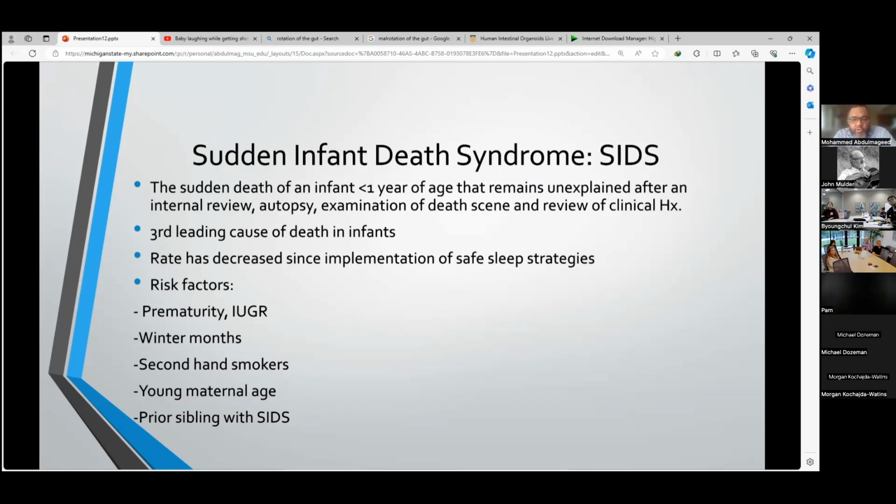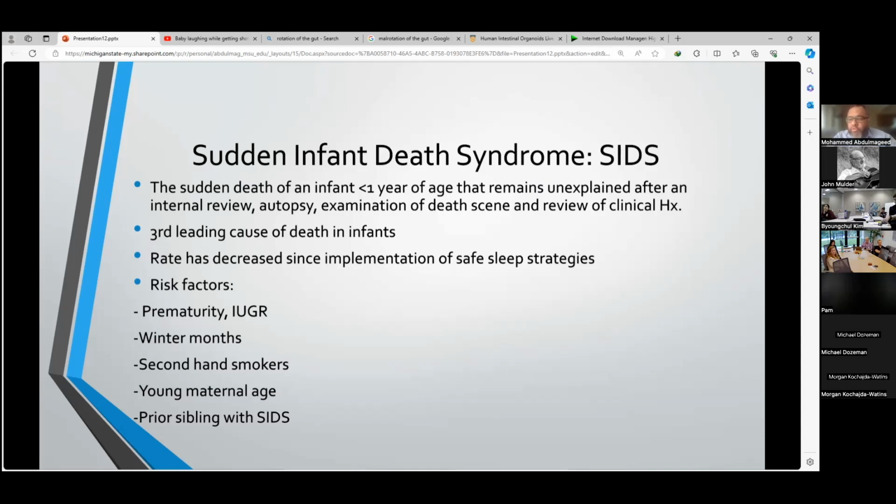Sudden infant death syndrome, SIDS. This is a dreadful condition also for the parents and the family and the medical team. Sudden infant death syndrome is a sudden death of an infant less than 1 year of age that remains unexplained after a complete internal review, which includes full autopsy, examination of death scene, and review of clinical history.